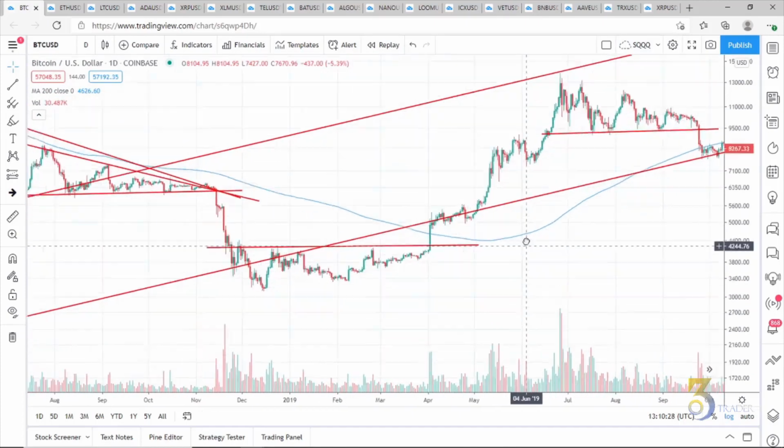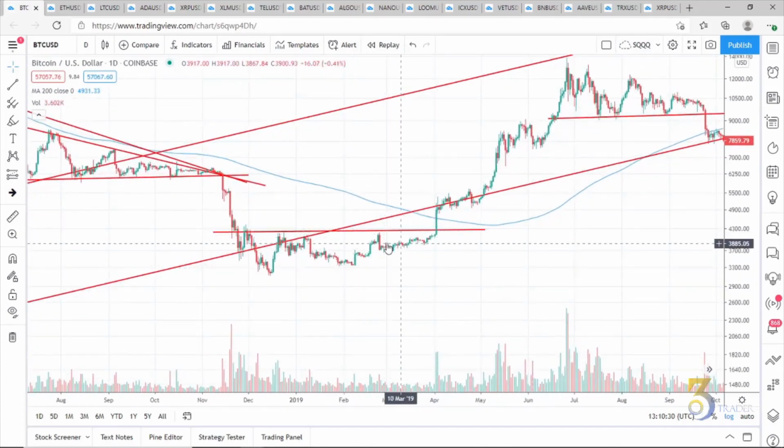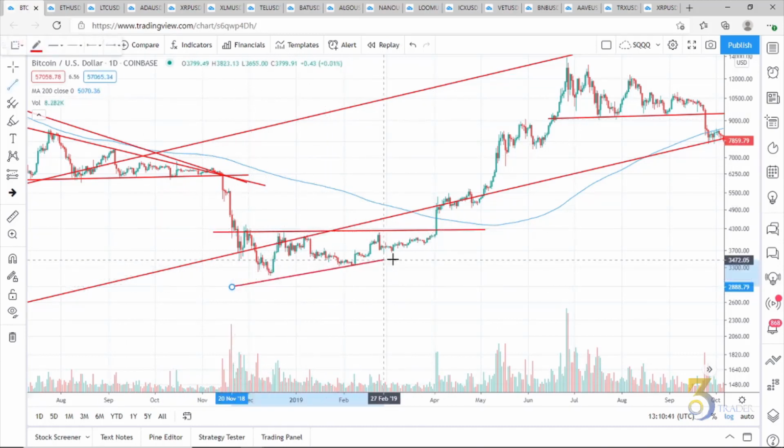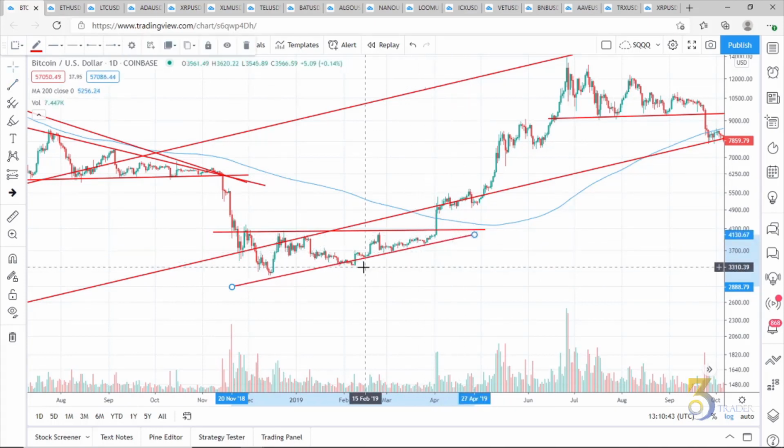Let's look at some more. Here we have a bullish structure. Look at this. It's the opposite. We have a horizontal line holding up as resistance. But look at what happens. Look at what's happening with sellers.